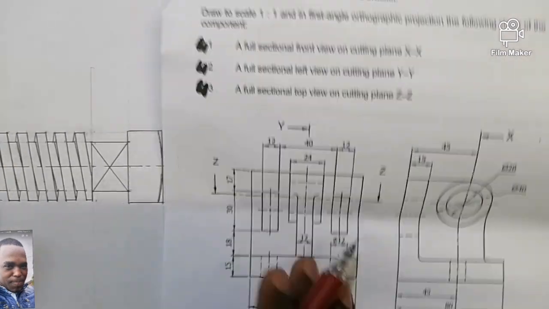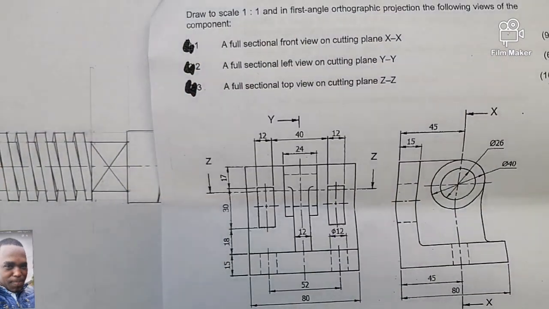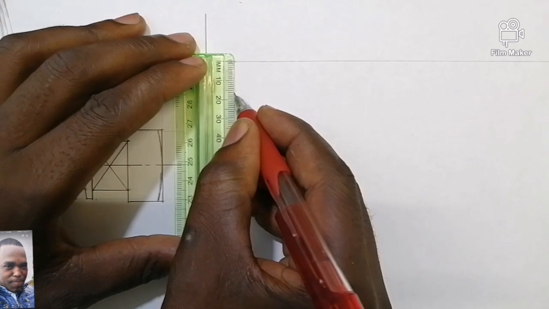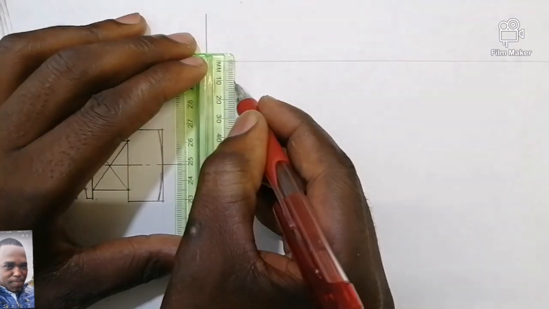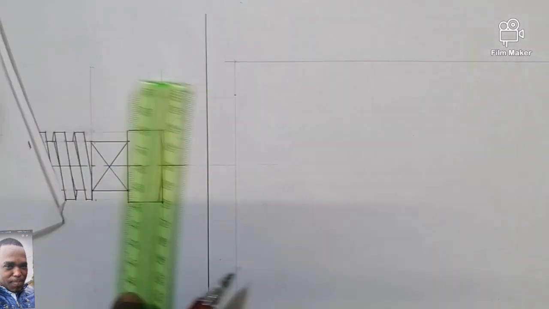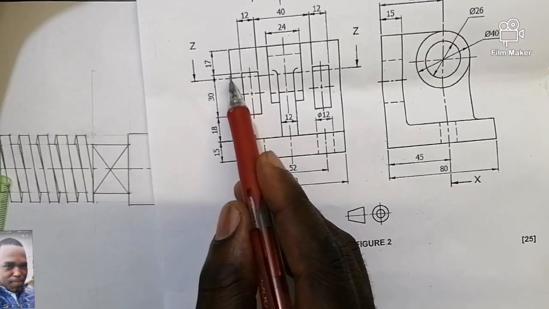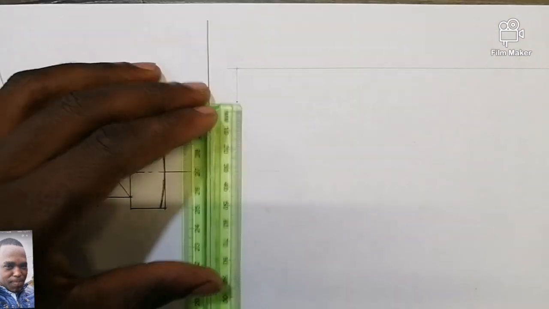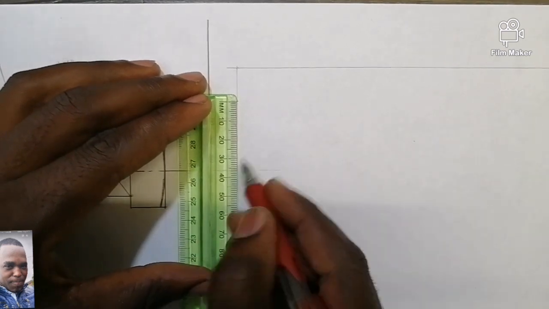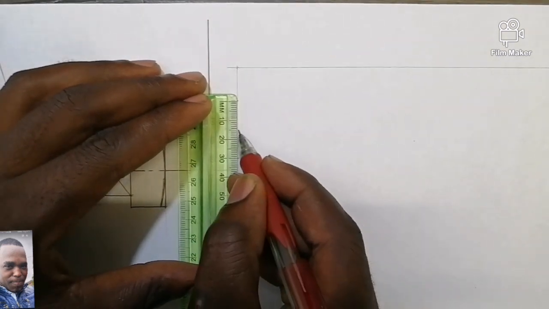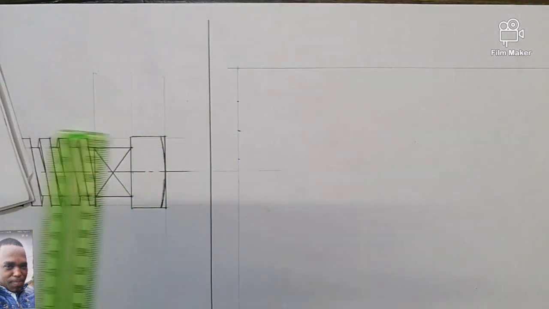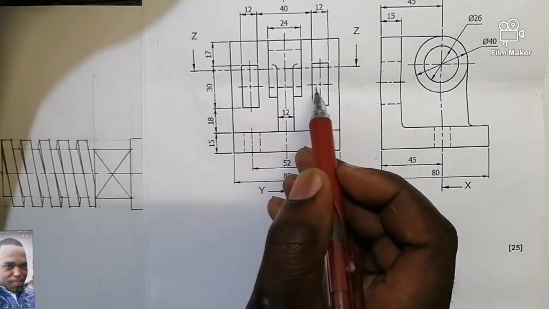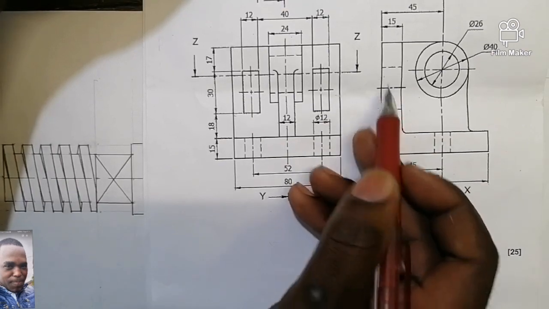Okay, let's go. They set a scale 1:1, right? 17 millimeter, 15, 16, 17. 17 is there, and this 17 is giving us this one. From there we can measure 30 millimeter, and half of 30 is 15, isn't it? So this 15 millimeter is going to give us the center of this hole.